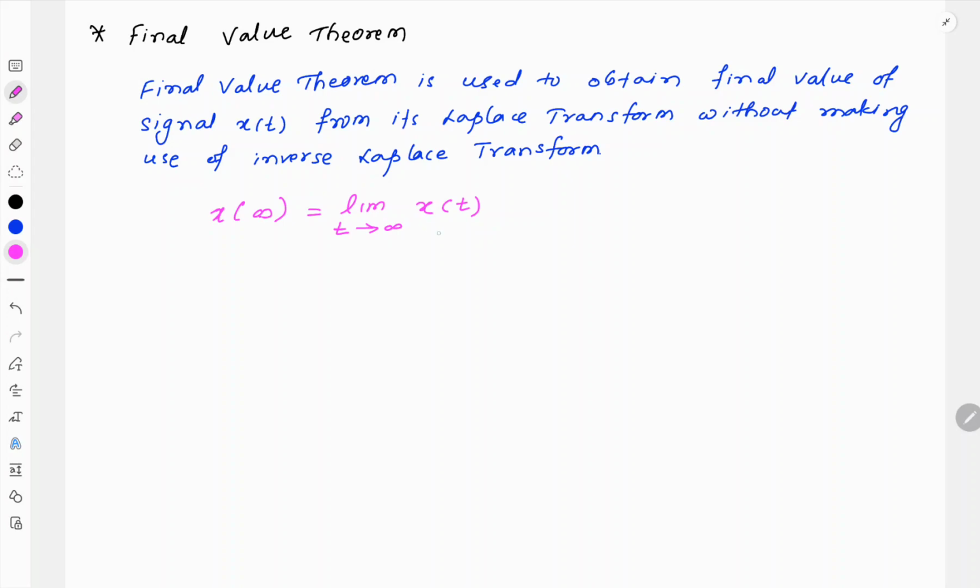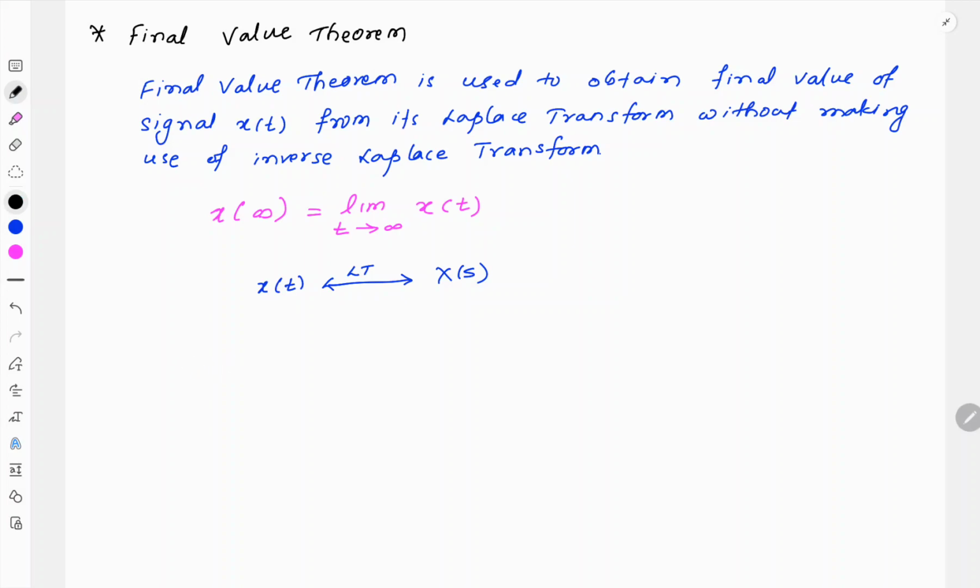Now here we are going to find out x of infinity from the Laplace transform of x of t. So here we have x of t signal whose Laplace transform is denoted as x of s. From x of s we are going to obtain x of infinity value. So we have made use of unilateral Laplace transform. So again we have to follow the same steps that we have used in the initial value theorem.